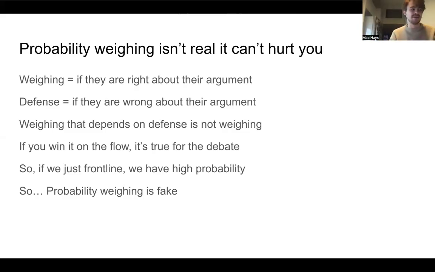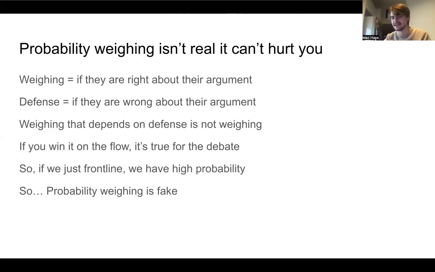The logic behind this is that in order for something to be called weighing, it needs to be assuming that the opponents are correct about their argument. After all, weighing is like an insurance mechanism, right? If our argument is true and your argument is true, who wins? So you have to assume that their argument is true for an argument to even be weighing in the first place. Whereas defense is like they're wrong about their argument, right? They're incorrect about something, or it's not true, or it's not completely true. So weighing that depends on defense does not seem to be weighing because it's not assuming that your opponents are correct. Or at the very least, it doesn't carry the same strategic value as weighing, right?